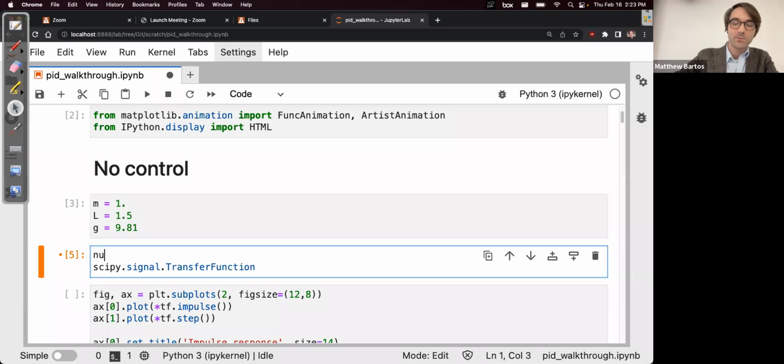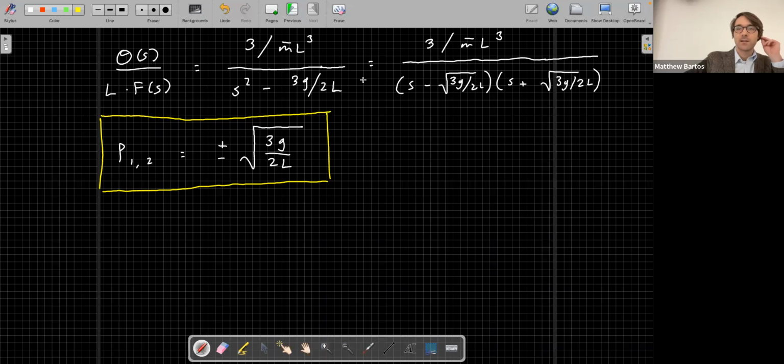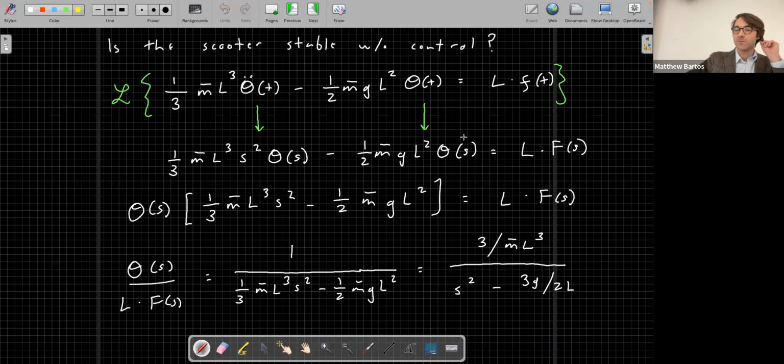So let's think back to our transfer function. I'm just going to write tf equals scipy.signal.TransferFunction, and I'm going to call it on numerator, denominator. So we have to set the coefficients of the numerator and the denominator of this transfer function. If we go back and look at our transfer function for the system, what is going to be the coefficient for the numerator?